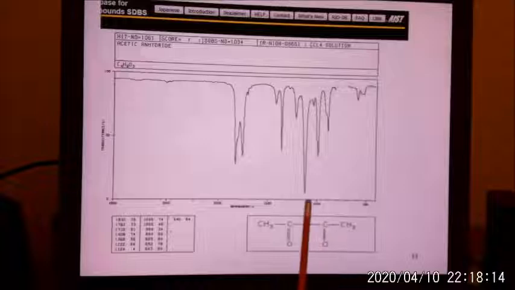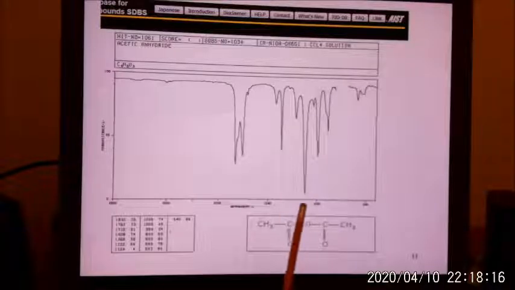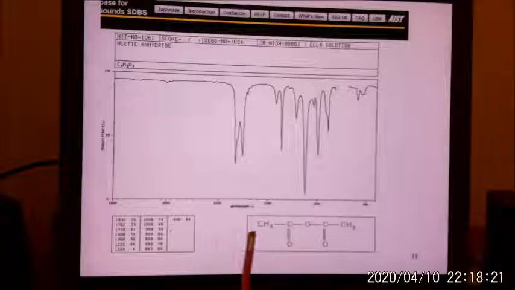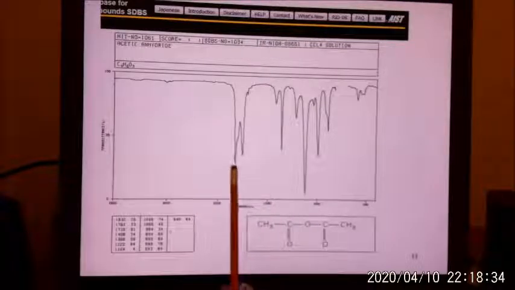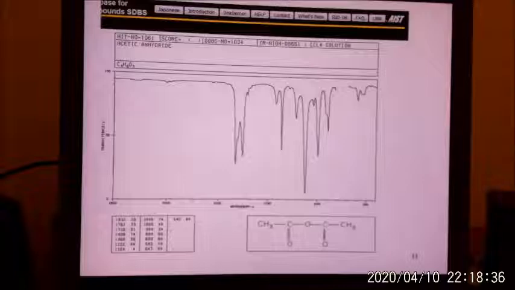Now what about this beautiful peak here? That's my CO stretch. Now, is it reliable? Now that you know the structures, I suspect that's going to be a CO stretch because I think I have an anhydride, but we're going to have to confirm it. But these guys, you know, are carbonyls.